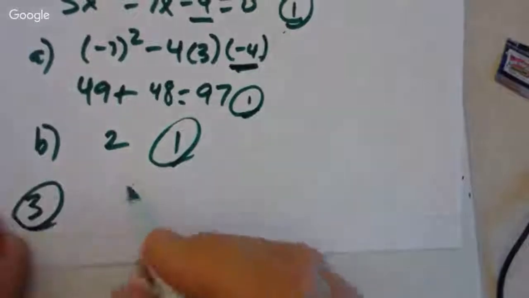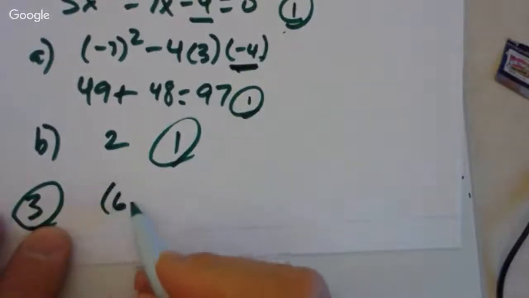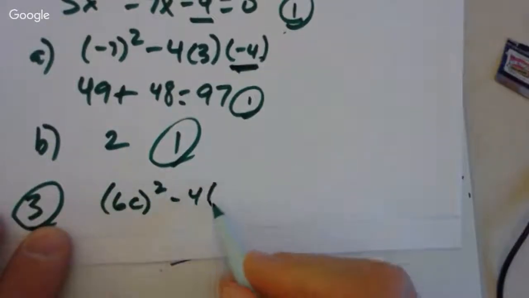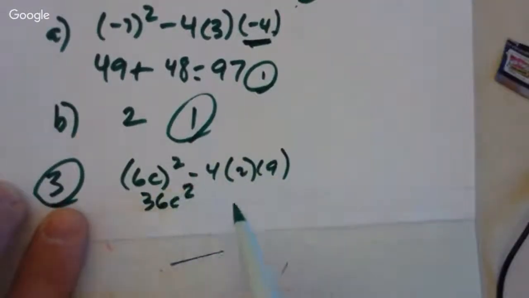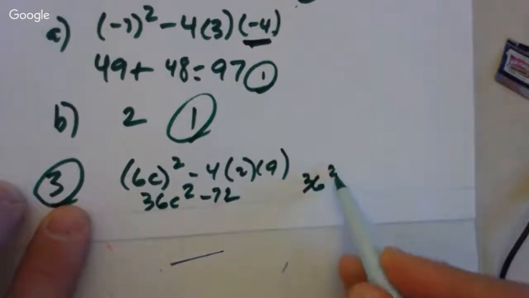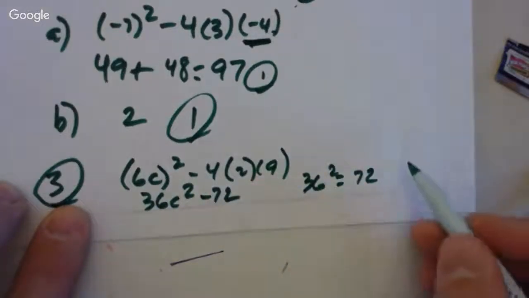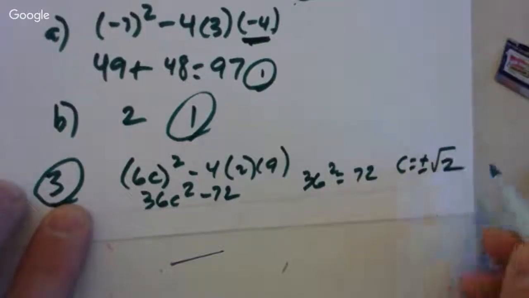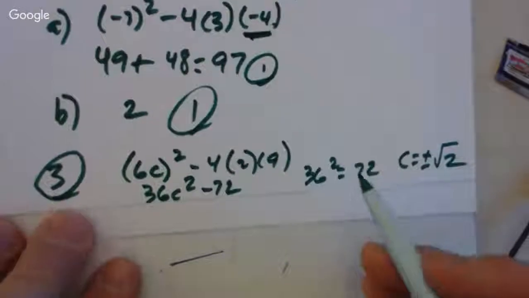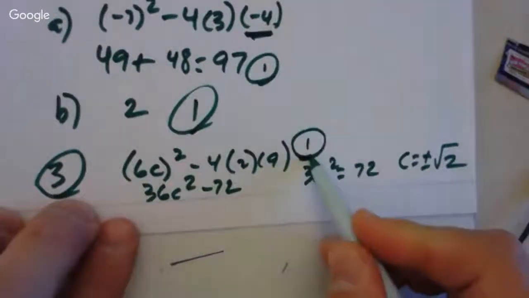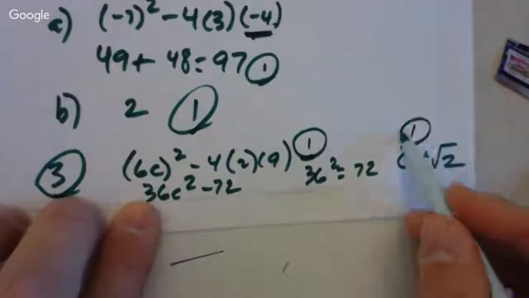Part number 3, B squared minus 4AC. So you got 6C squared minus 4 times A times C. 36C squared, 8, 72. So 36C squared will be equal to 72. So C is equal to plus or minus the square root of 2. Mohit, that's worth 2 points: 1 for correctly putting everything into the discriminant and 1 for the correct answer.